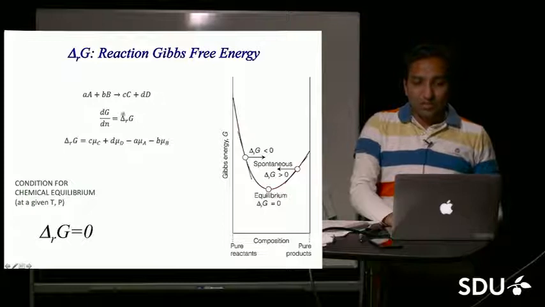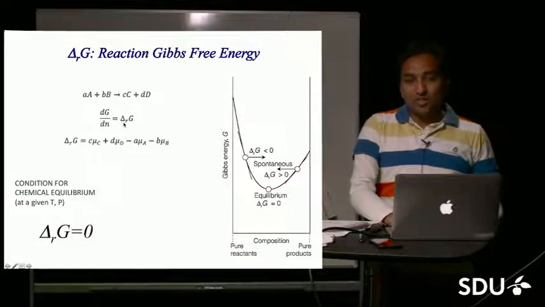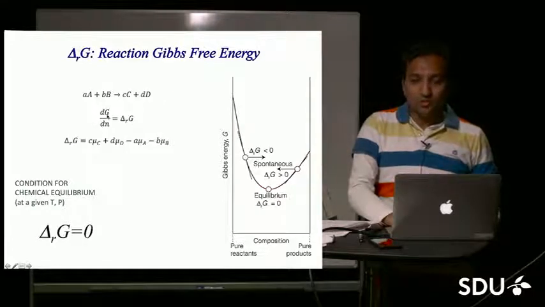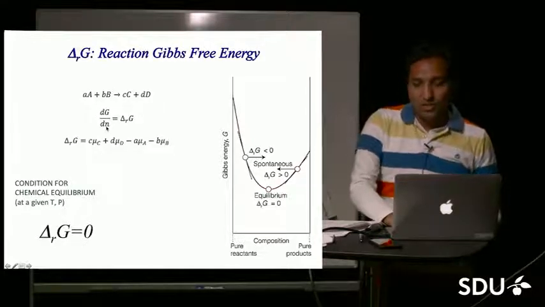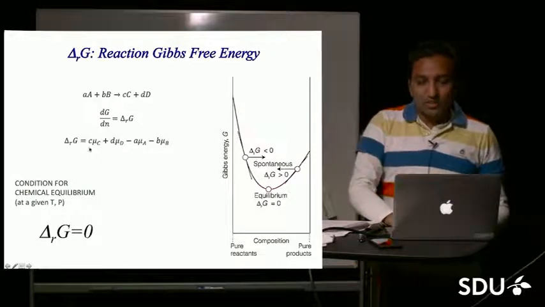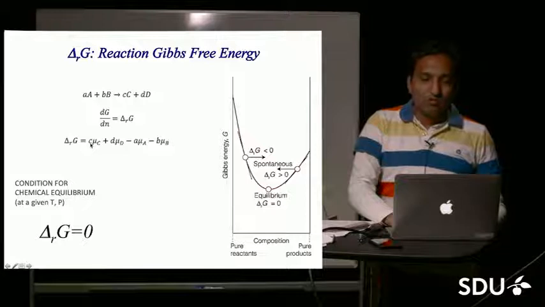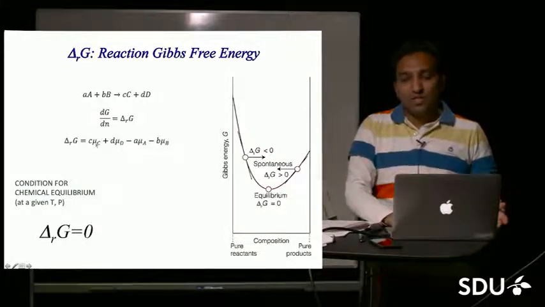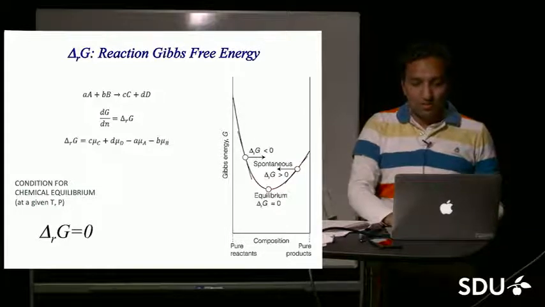By definition, the Gibbs free energy of the reaction can be defined in two ways. The first definition is up here. The reaction Gibbs free energy is equal to the derivative of the Gibbs energy with respect to the number of moles. A more intuitive definition perhaps is the second one, where the reaction Gibbs energy is simply the number of moles of the products multiplied by their chemical potentials, because the chemical potentials are nothing but the molar Gibbs energies. So, it is the products minus the reactants.